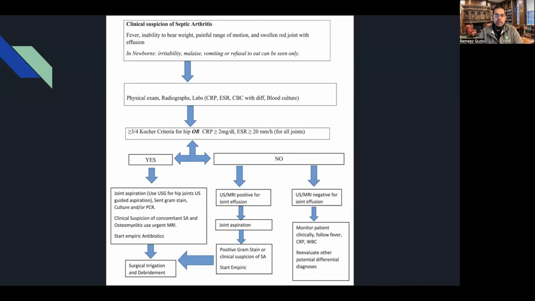if there are 3 or 4 in terms of Kocher criteria, or in isolation a CRP greater than 2, then going ahead with aspirating the joint if they are able to, with or without the ultrasound, and then moving forward with the idea of a surgical debridement if all of those things are positive. But if there's no joint effusion, then that can be something that can often be managed clinically by non-surgical providers.